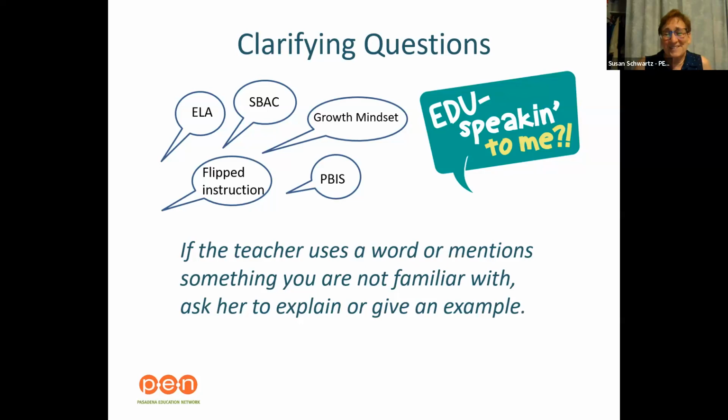They're teachers. They understand that sometimes we need to say it a different way, or back up and explain. So don't be shy. If they use a word or mention something that you don't understand, ask them to give you an example so that you understand.